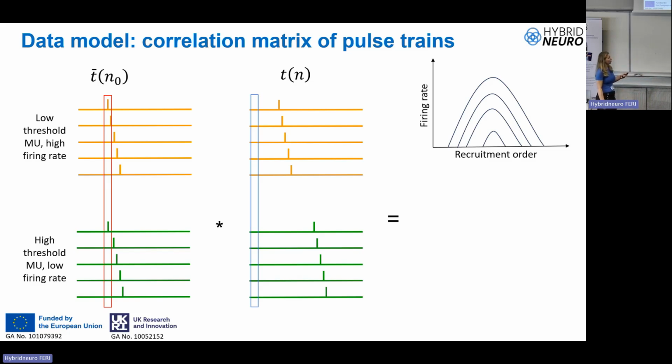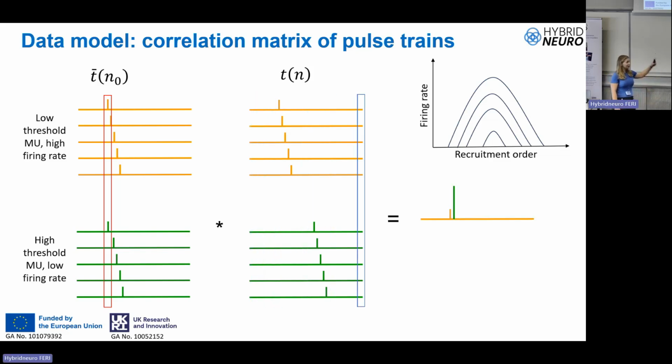So the recruitment order is that at first smaller motor units will be recruited and then the bigger ones. And those smaller motor units will have a bigger firing rate than the bigger ones. And because of that, we'll get spike trains that are very different in amplitude.